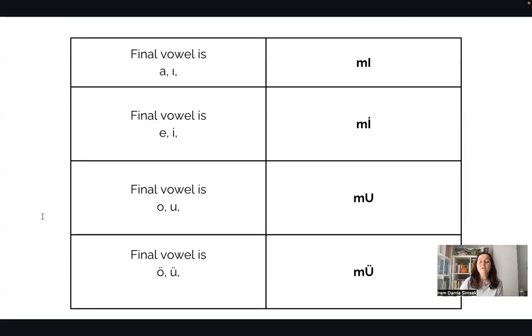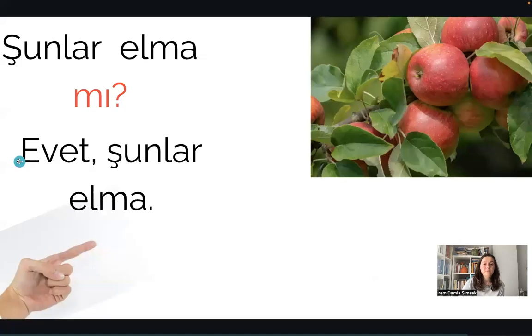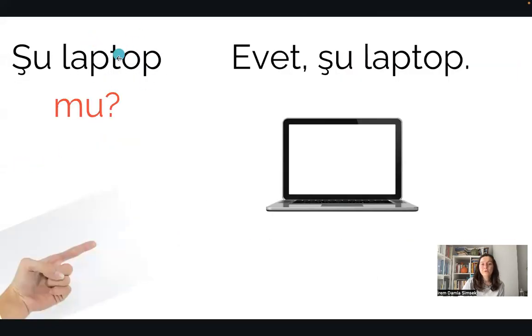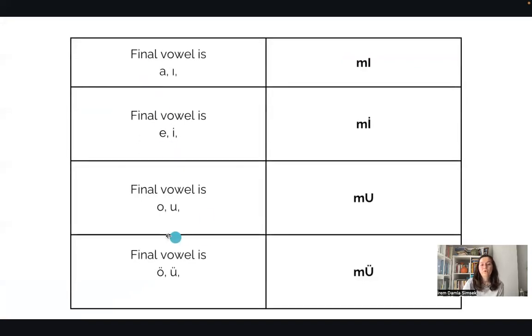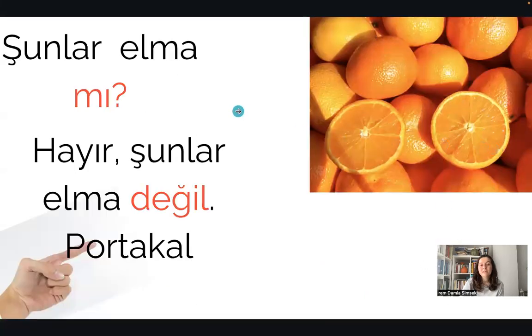So if the final vowel is O or U, you use mu. Remember laptop? Şu laptop mu? The final vowel is O. You have an A here, but it doesn't matter. You have to concentrate on the final vowel. Or if the final vowel is U in the word, you can use mü. Let's look at some examples.